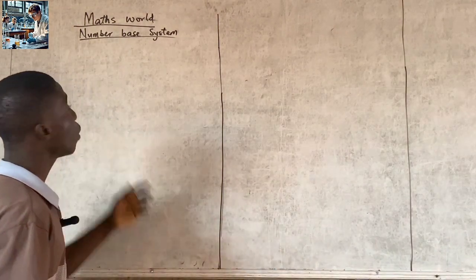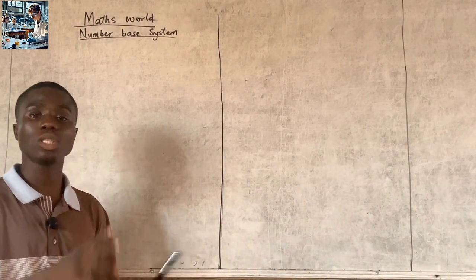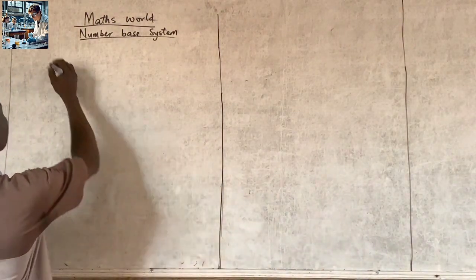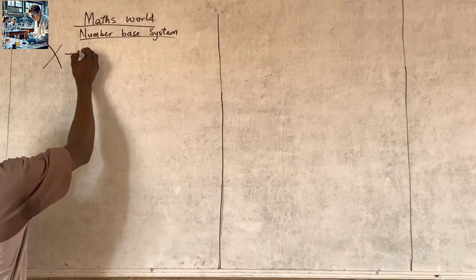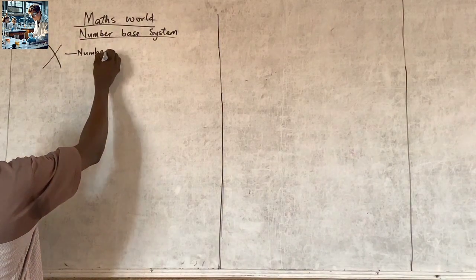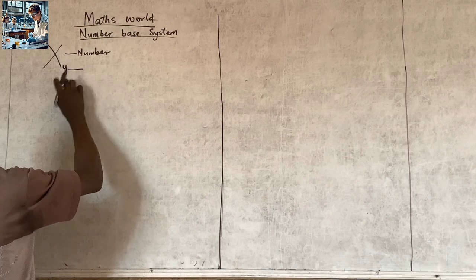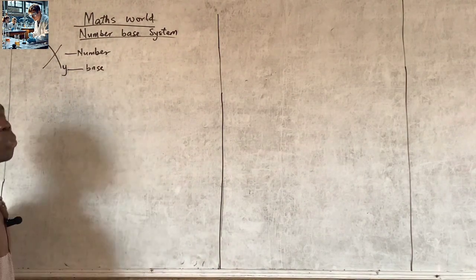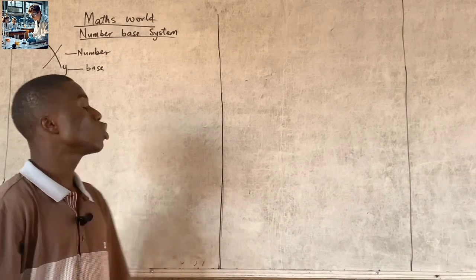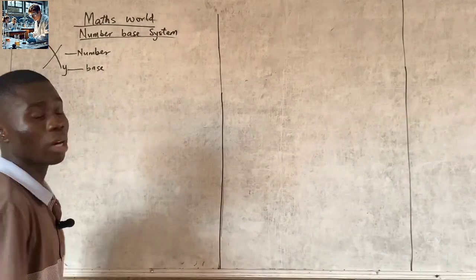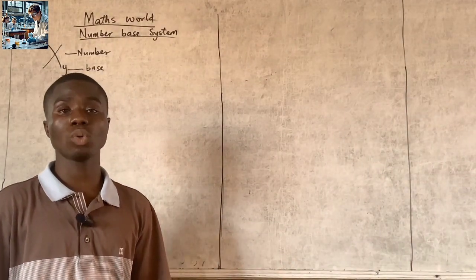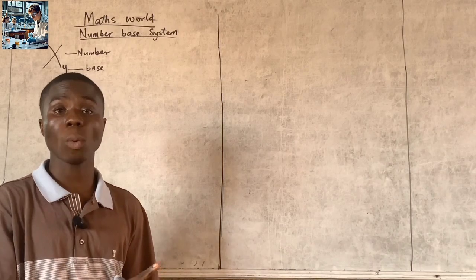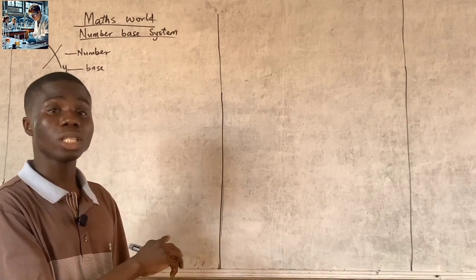So from the word number base, what do you understand? It means number with a base. For instance, X can be our number, and Y, which is the subscript, will be our what? Our base. That's what we call number base. Do you understand now? So whenever you have this number base, you must be careful when you see any question like this, and when you are giving yourself a question, because this is the simplest topic.